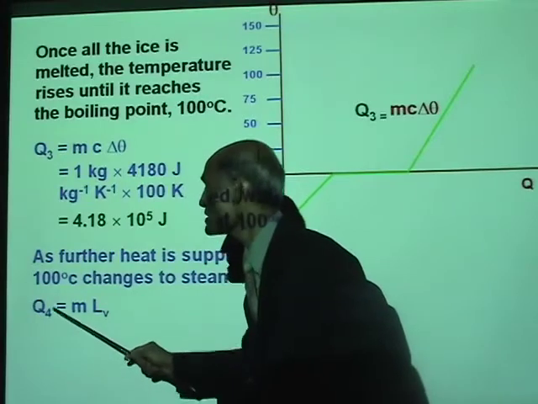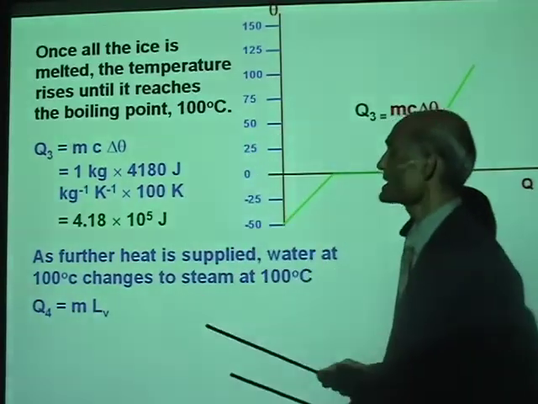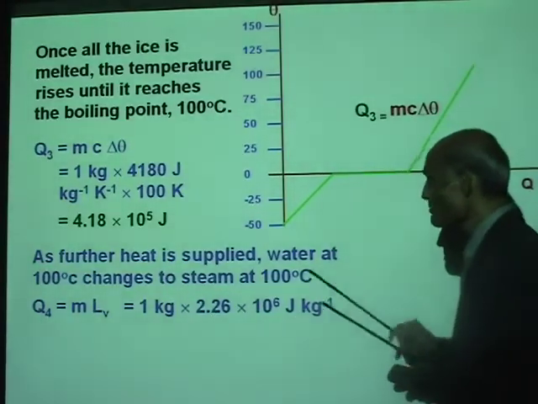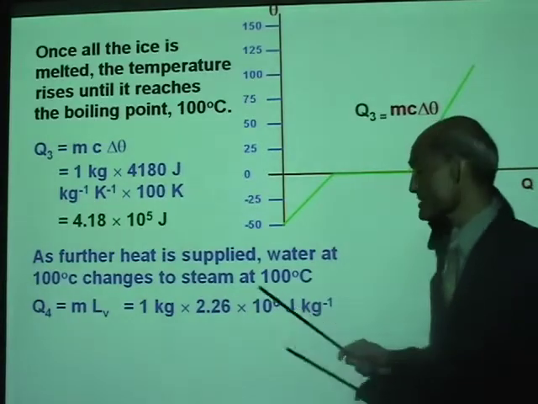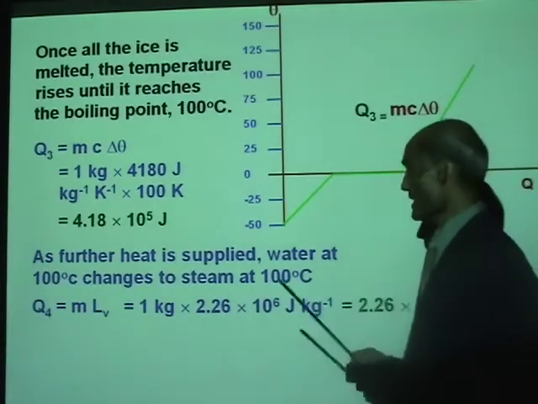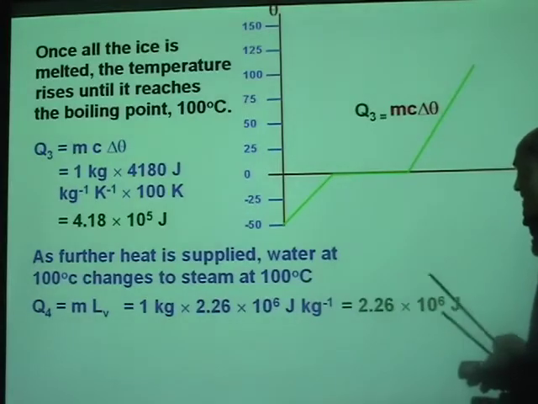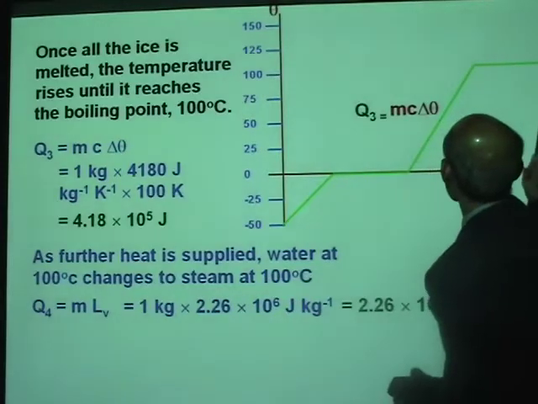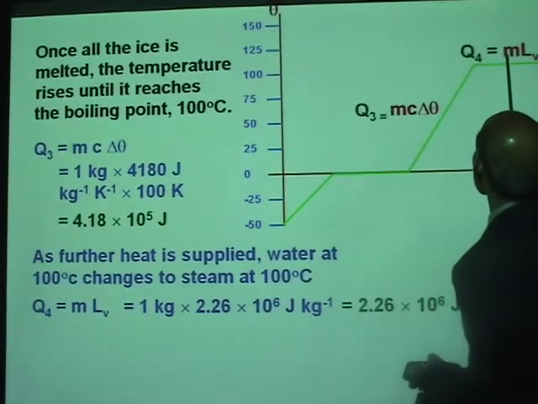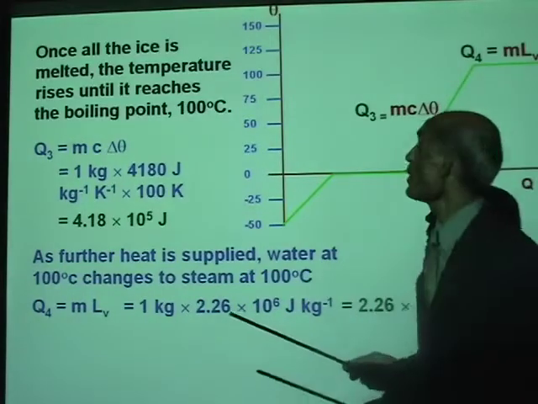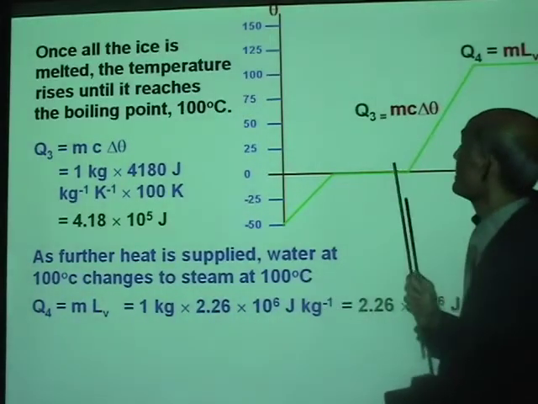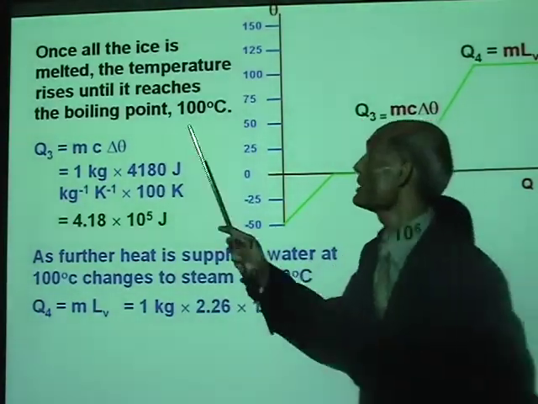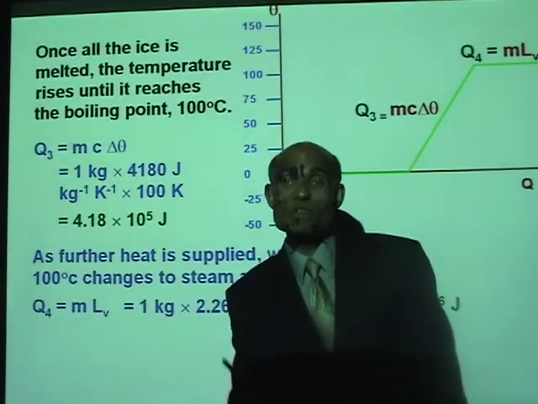The quantity of heat Q4 equals mass times latent heat of vaporization. Mass is 1 kilogram. Latent heat of vaporization is 2.26 times 10 to the 6 joules per kilogram. And that gives me 2.26 times 10 to the 6 joules. And where will I represent that? There. That represents Q4, mass times latent heat of vaporization.